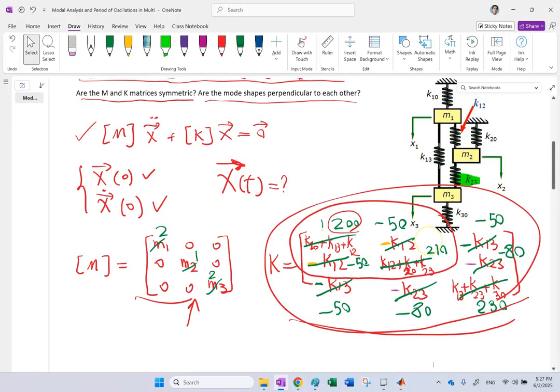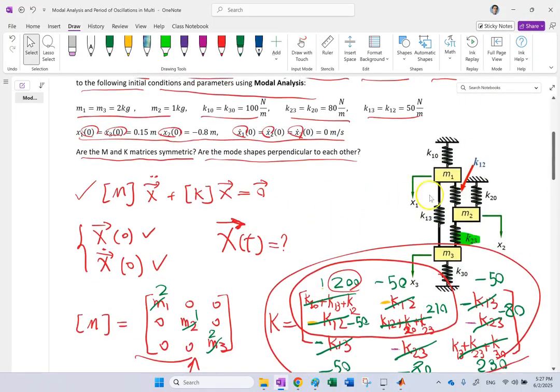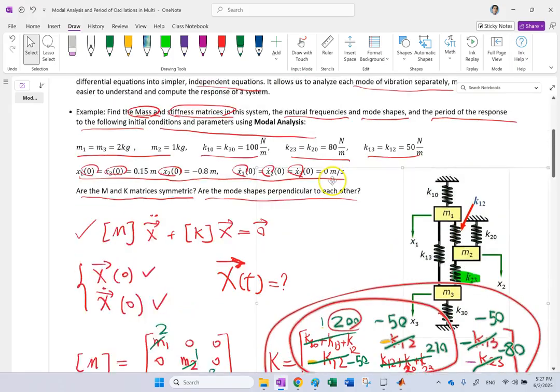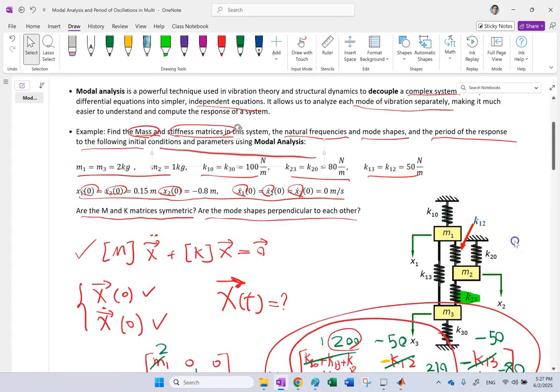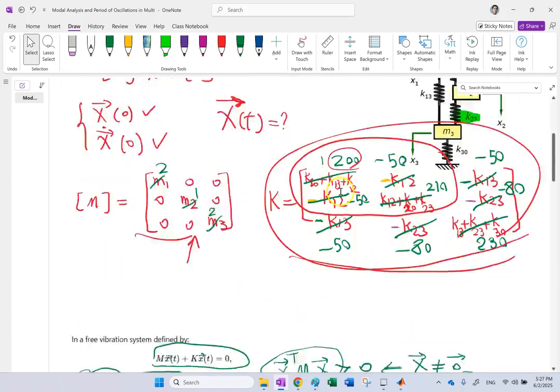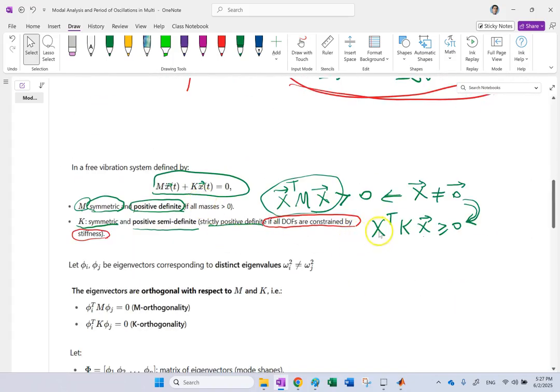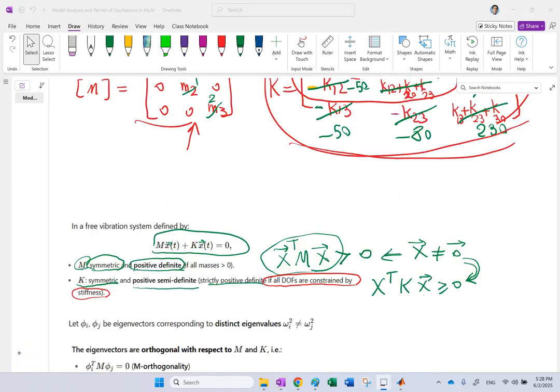Okay, but there could be scenarios where not all of your DOFs have a stiffness attached to them. That is very rare, but if that's the case, then your K matrix could be positive semi-definite. And you might say, where? Show me an example. Show me a system where this K matrix could be positive semi-definite.